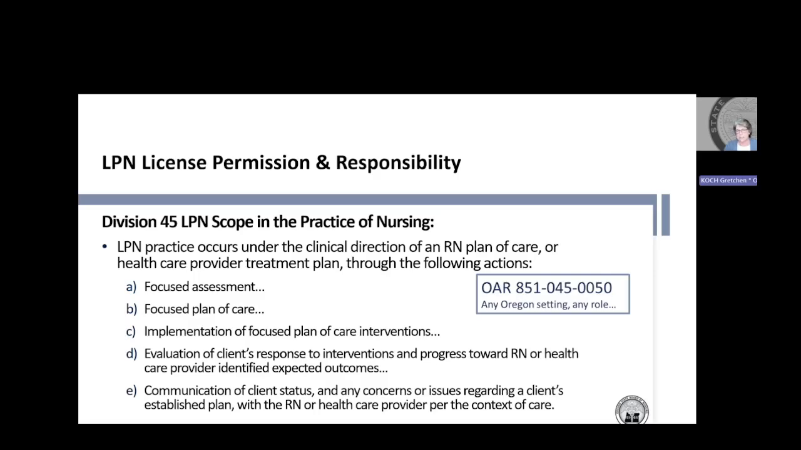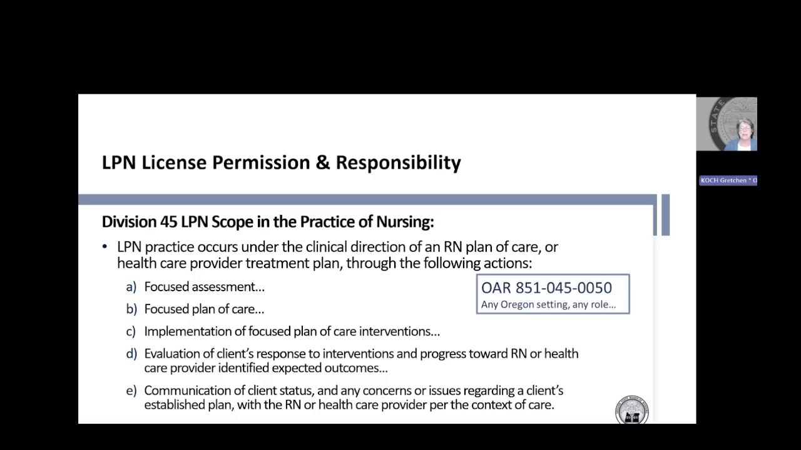So let's say we have an RN who's engaged in their own practice of registered nursing. They've generated a plan of care for their client and have assigned performance of the plan of care interventions to an LPN. So enter the LPN. An LPN accepts the assignment. Now, at the time of the LPN's interaction with the client, the LPN conducts a focused assessment. This means that within the parameters or as focused by the RN's plan of care, the LPN collects, validates, and analyzes client data for the purpose of identifying the client's priority condition at the time of their interaction.